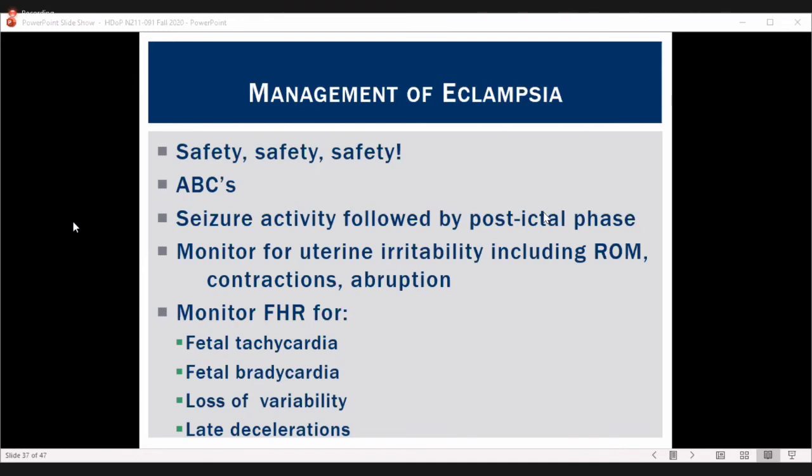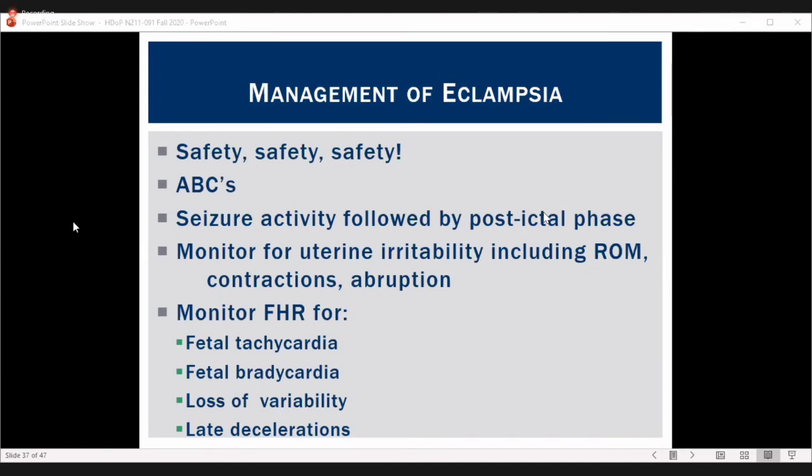But again, most of them are self-limiting. After the seizure, most patients will have a post-ictal phase where they're very sleepy, very drowsy. They might be really hard to arouse, right? You just let them rest. As long as their airway is okay, you just let them rest. That's basically what the post-ictal phase is.